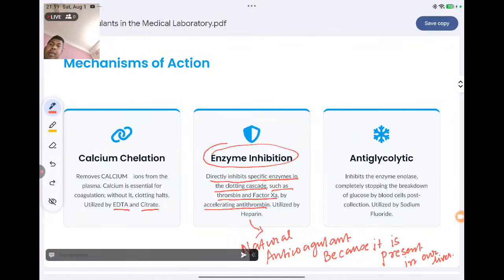Now the third mechanism of action is that anticoagulants are antiglycolytic in nature. It inhibits the enzyme enolase, which completely stops the breakdown of glucose in our blood cells post collection, and it is in the sodium fluoride tube, which is grey in color. So when we collect the whole blood in a grey top tube, we can perform the sugar test.